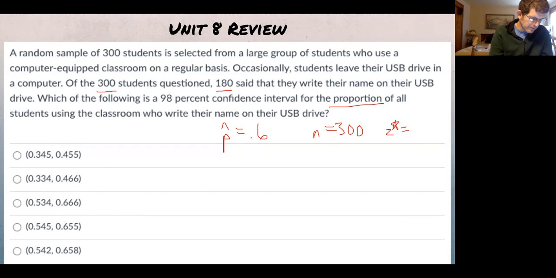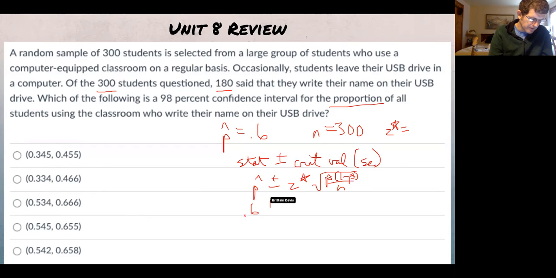But I know that it's going to be the statistic plus or minus the critical value times the standard error. So that's going to be p hat plus or minus Z star times the square root of p hat times 1 minus p hat all over n. And now I can plug in, I'm going to have 0.6 plus or minus. I'll leave Z star blank for right now. P hat is 0.6. This is 1 minus 0.6.